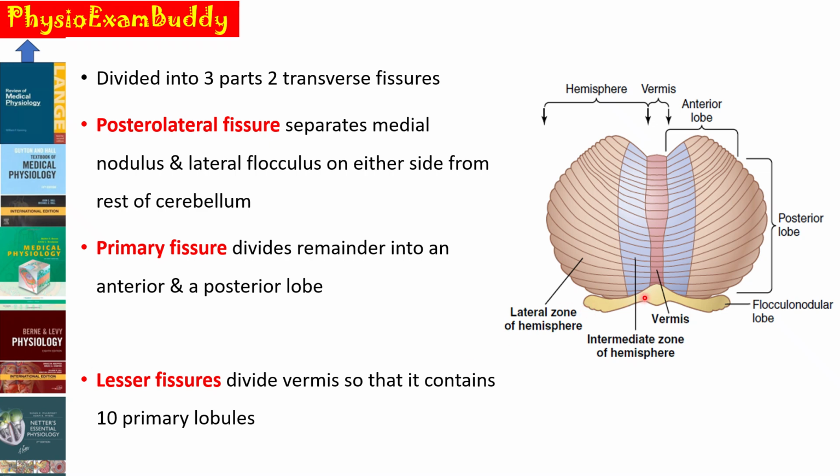The cerebellum is divided into three parts by two transverse fissures. The first one is the posterolateral fissure here, which separates the medial nodulus portion as well as the lateral flocculus on either side from the rest of the cerebellum. Next is the primary fissure, which divides the remainder into the anterior lobe, this one, as well as the posterior lobe. You can also see that there are certain lesser fissures which divide the vermis so that it contains 10 primary lobules, numbered from 1 to 10 from superior to inferior.